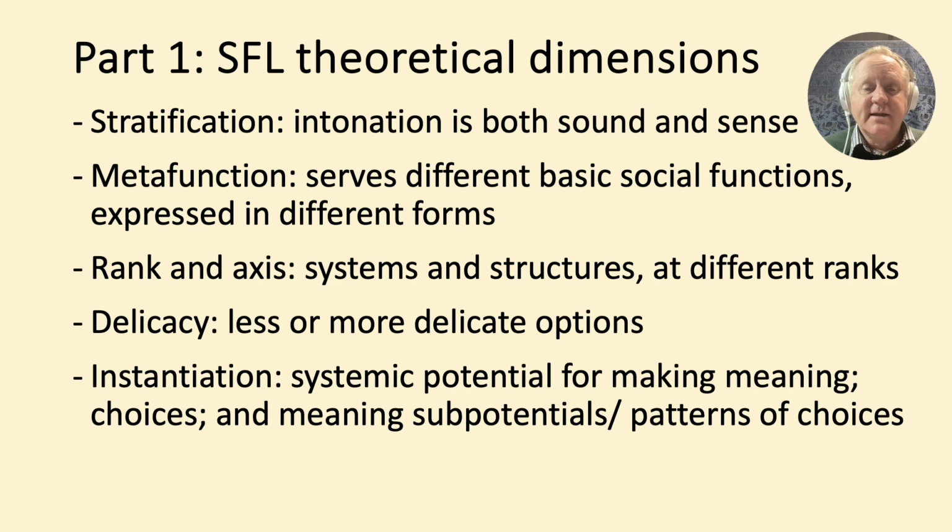Delicacy shows how systems and choices from systems are related in terms of the further systemic options available when a choice is made in a system. And instantiation shows how actual choices are related with the systemic potential behind them, with subpotentials operating in specific contexts as both constraint on and expansion of our meaning potential, and corresponding with patterns of choice in texts.